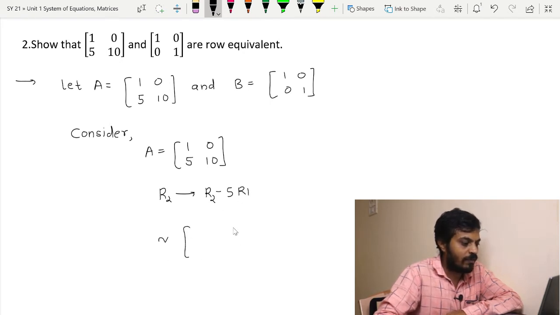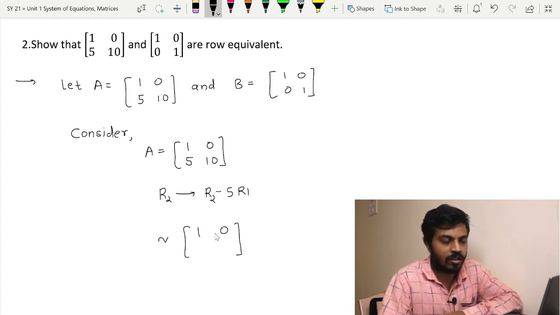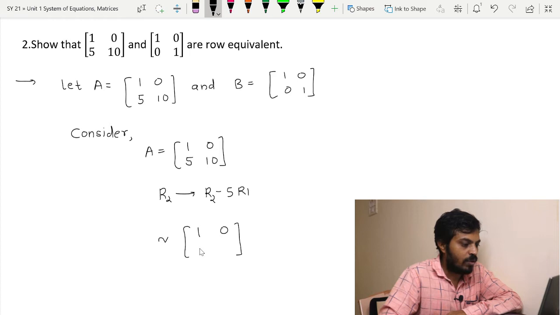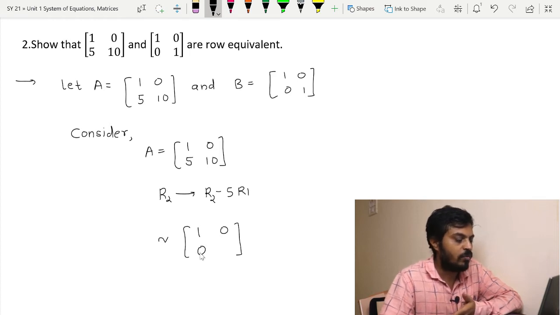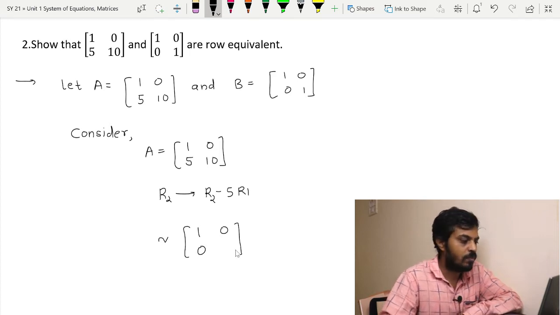So what matrix will I get here? The first row will be unchanged, it will be 1 0. Over here I will get 0 because 5 minus 5 multiplied by 1 will be 0. Over here I will get 10 minus 5 multiplied by 0, which will be 10.